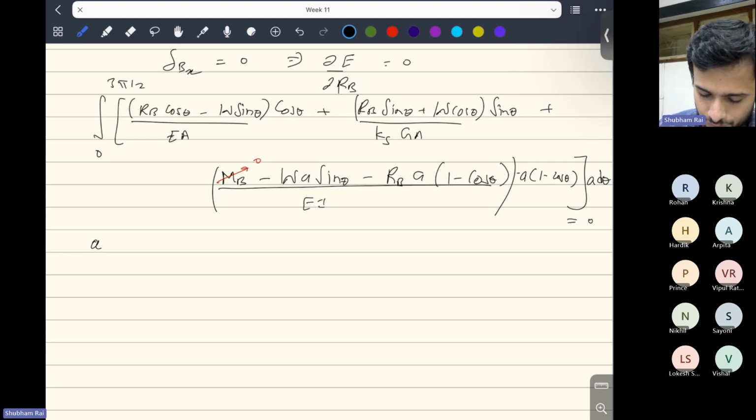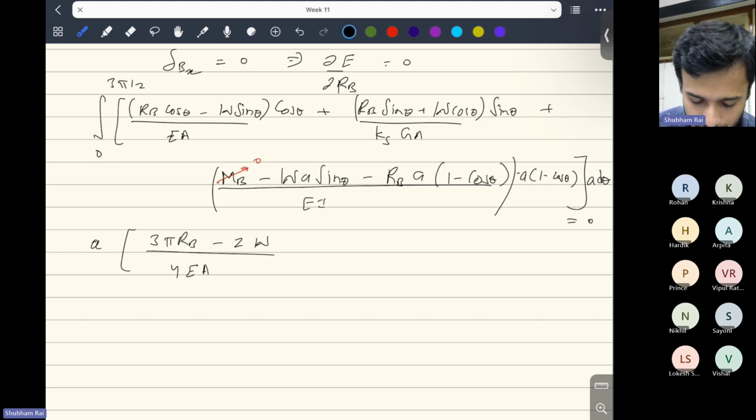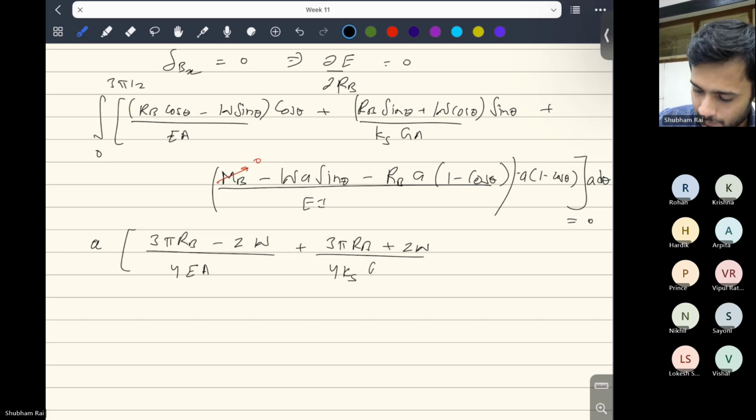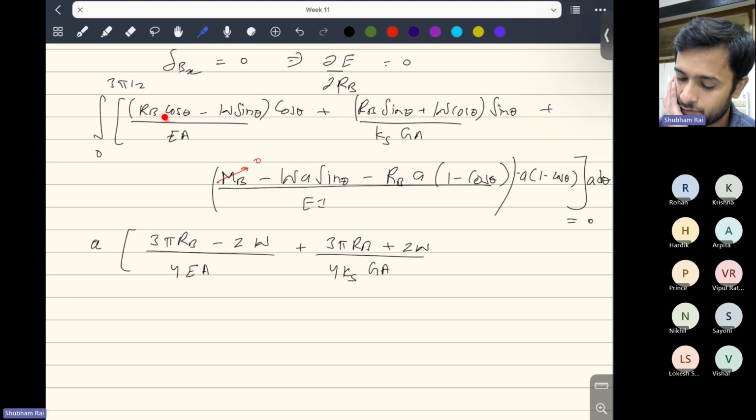And if you integrate, what should you get? This RB cos square theta is there, and then it should get cancelled with something here. If you simplify, you will get a very simple expression, not much difficult. Finally, you will get A times (3 pi RB minus 2W) over 4EA. So for the first part, you will get this integration, and plus (3 pi RB plus 2W) over 4 K S G A. Actually, if you integrate this cos square theta from 0 to 3 pi by 2, what should you get actually? So cos theta from 0 to pi by 2.